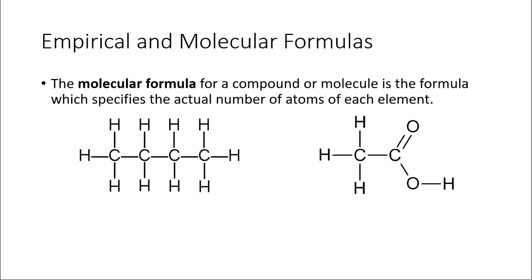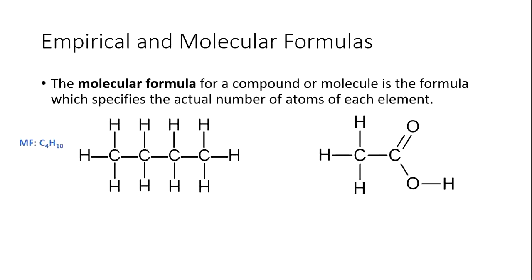If you take a look at the one on the left, how many carbons do we have? We have 4 carbons. How about hydrogens? Count them. We have 10 hydrogens. So we say that the molecular formula for the substance on our left is C₄H₁₀. We are literally counting the number of atoms of each element.